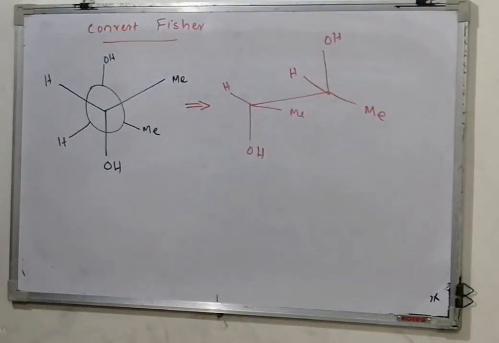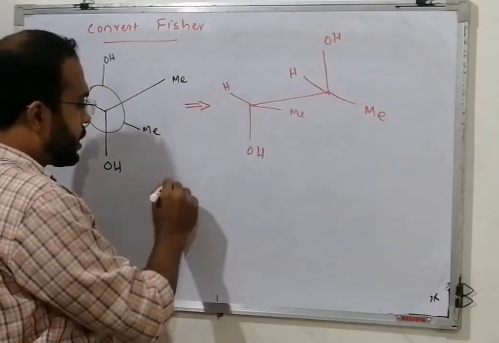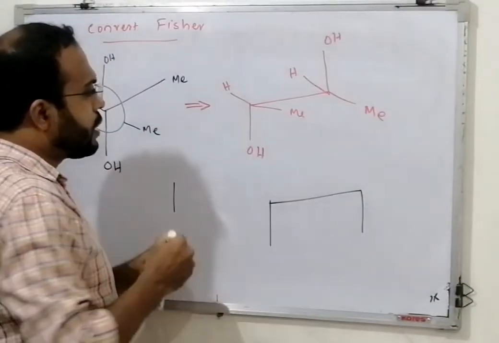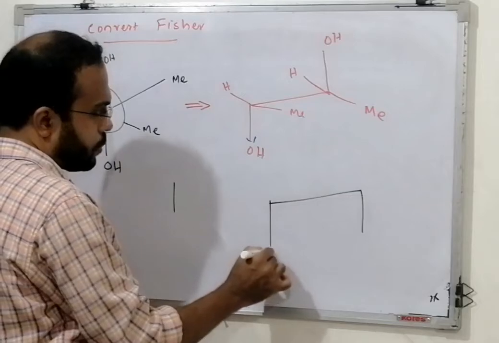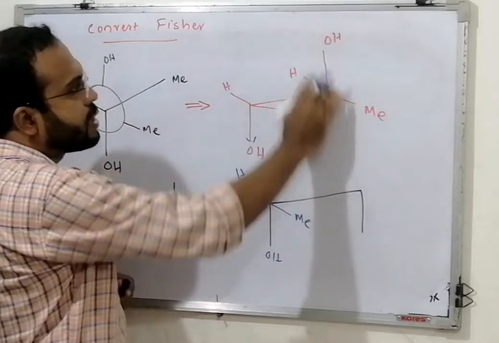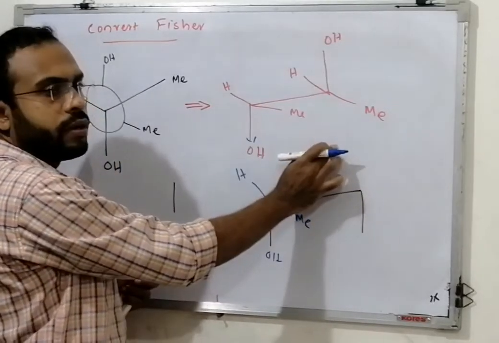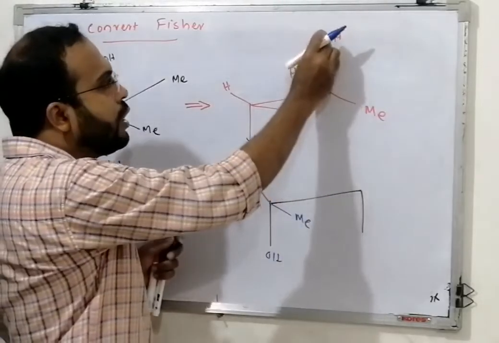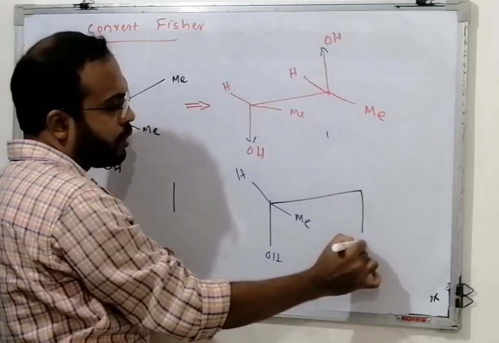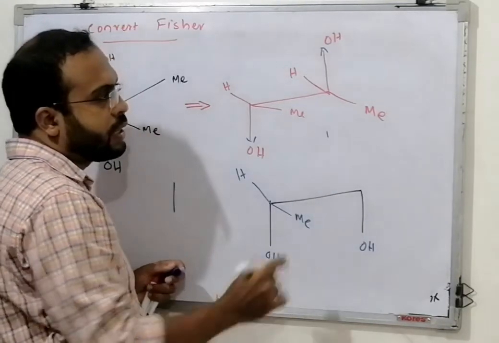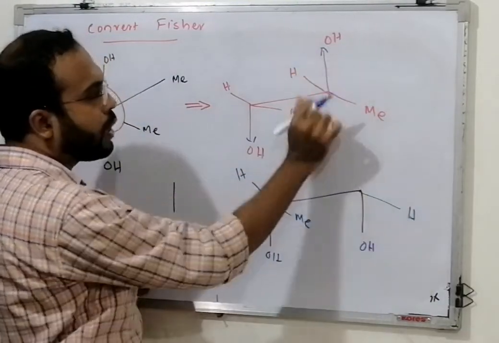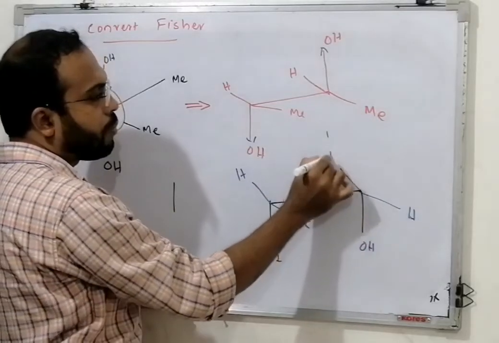Now you cannot draw the Fischer with this structure because you need a down. This part is already down: OH, Me, H. Now you want to make this down, that is, this OH should be down. For that you have to rotate 180 degrees. Then only this becomes down, because this is now here. To make it here, that is OH, you have to rotate the 180 degrees. Therefore, in this position now H, because when you rotate this carbon 180 degrees, this should come here and this should come here, H.